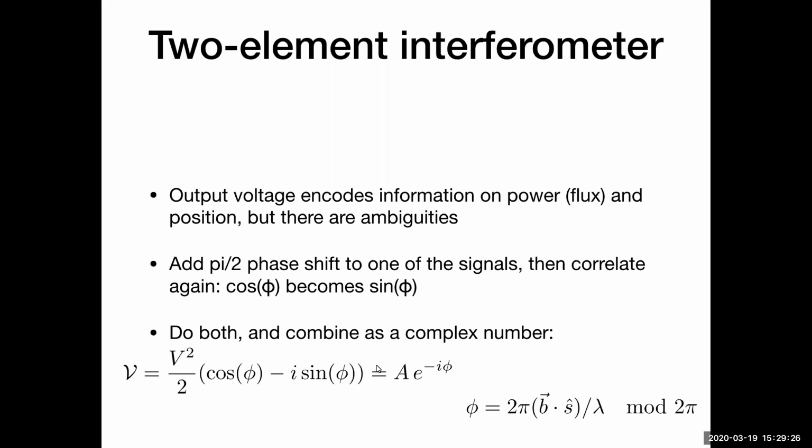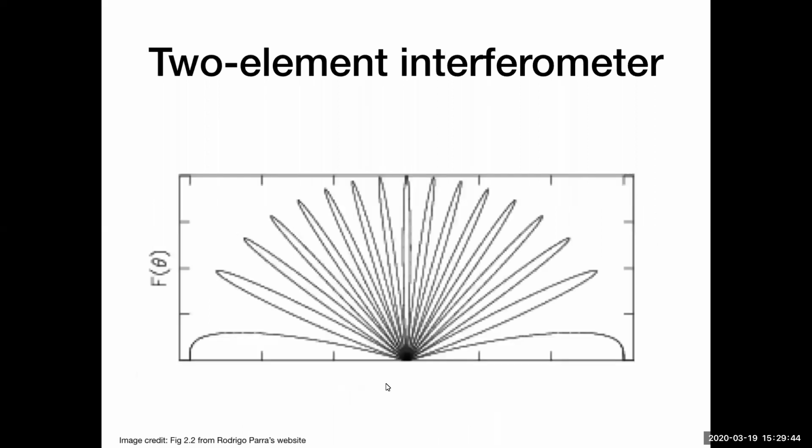So we basically get two voltage signals coming in, one from each telescope. We split them off. We correlate them together directly, and we correlate them again, but we add a phase shift to one first. And then the outputs of those two correlations give us a single complex number, which is our visibility.